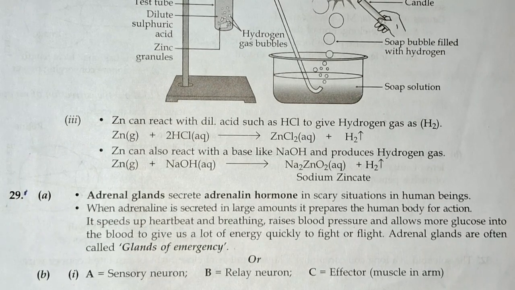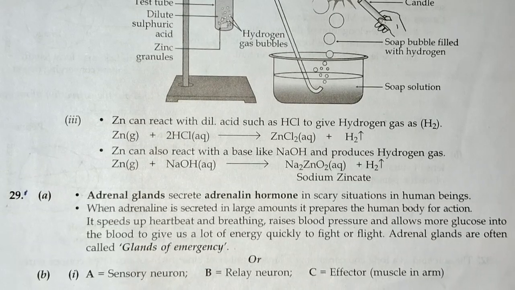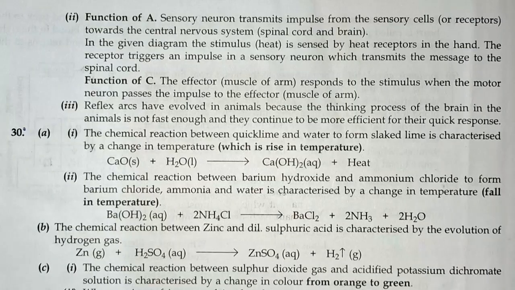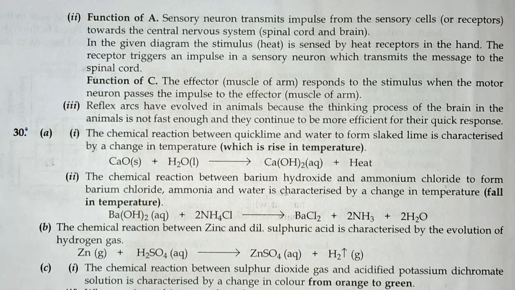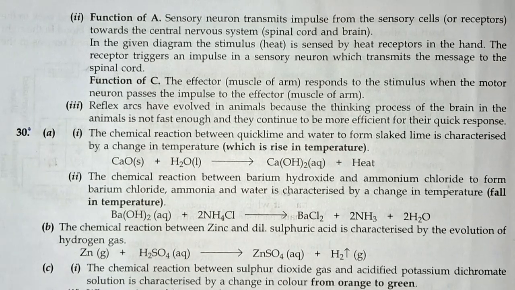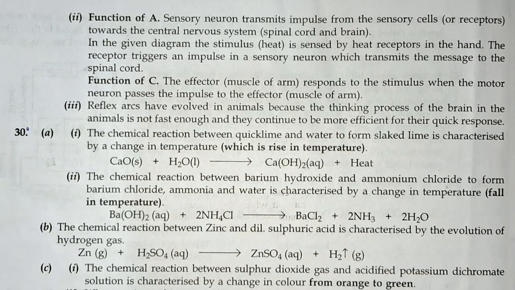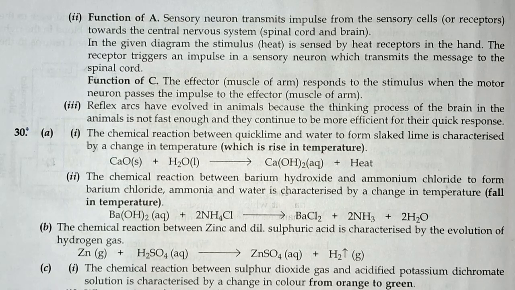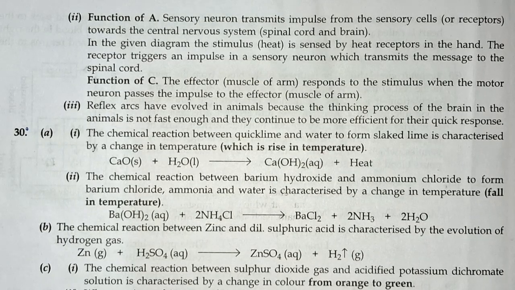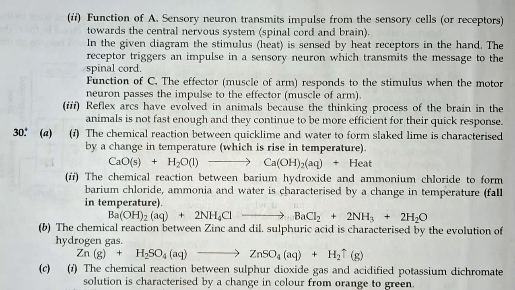Part B. First, A is sensory neuron, B is relay neuron, and C is the effector, muscle in arm. Functions of A: sensory neuron transmits impulse from the sensory cells or receptors toward the central nervous system, spinal cord, and brain. In the given diagram, the stimulus heat is sensed by heat receptors in the hand. The receptor triggers an impulse in a sensory neuron which transmits the message to the spinal cord.